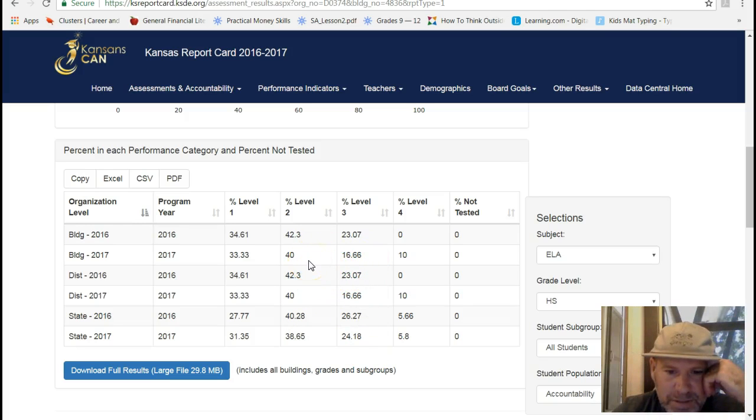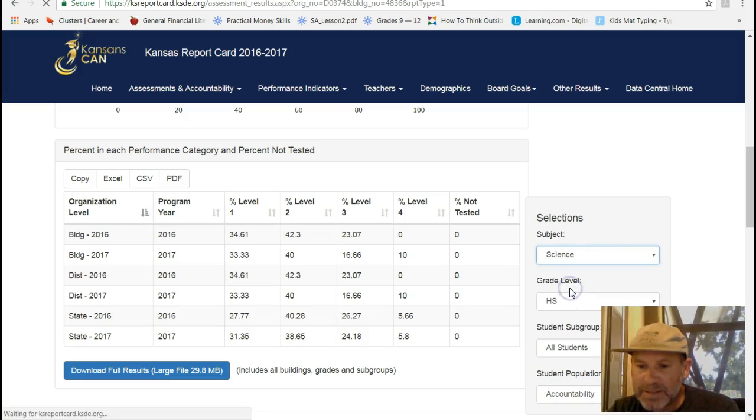So it looks like we could improve here on the effective rate on our level 3, and the level 1, again, is higher than that of the state. Of course, that could be contributed to our English language learners, those English as a second language, since we have such a larger population and percentage than that compared to the state level.